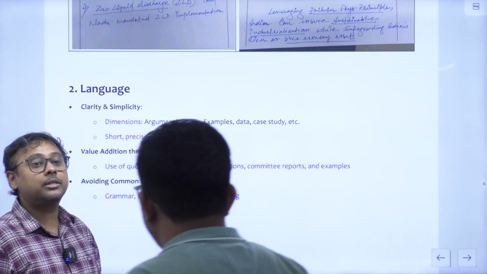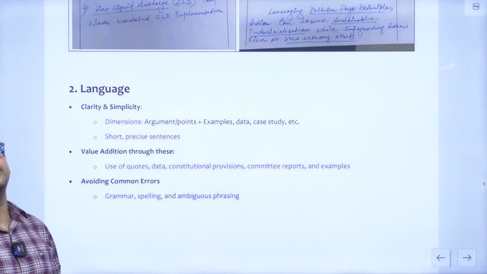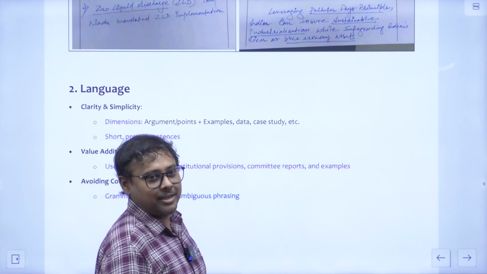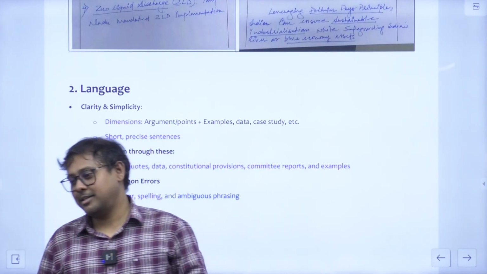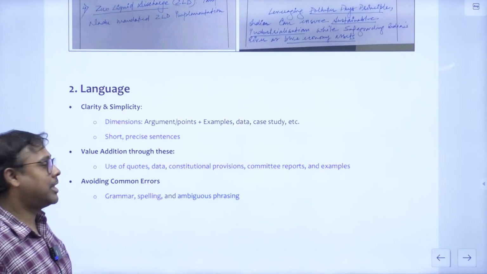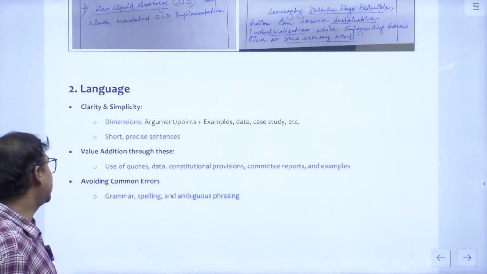Second is that some people say, sir, we have to be very good in English. Like you have to write flowery English. कुछ नहीं होता है वैसे. Like you write flowery English, you will get marks like flowers, right? You will not get marks.